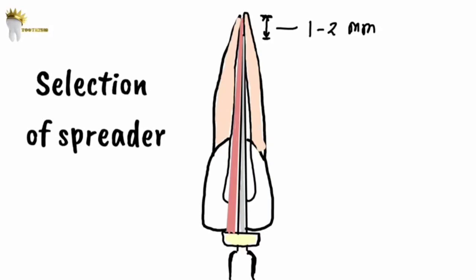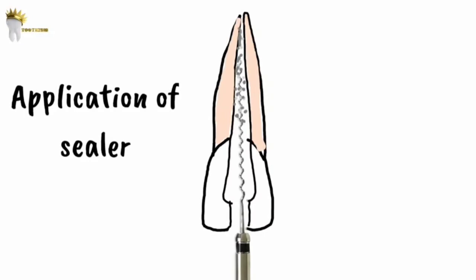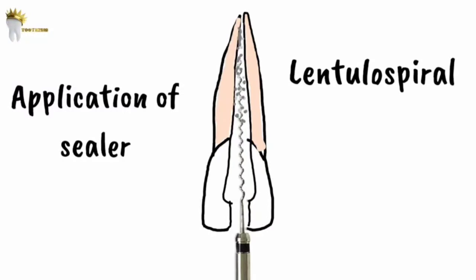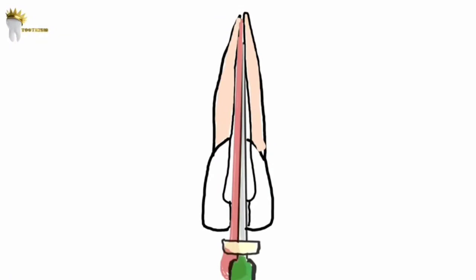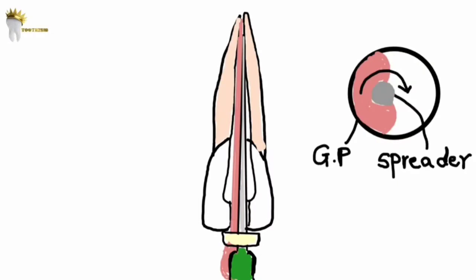Next is application of a sealer. The sealer application can be done using a lenticular spiral or with a master GP cone itself. So after a small amount of sealer is introduced in the root canal, the master cone is slowly inserted to the working length. The spreader is then introduced between the master cone and the canal wall. The master cone is now laterally compacted by rotating the spreader in 180 degree motions. Because of this, the master cone gets compacted against the canal wall, and at the same time, space is created laterally to the master cone.